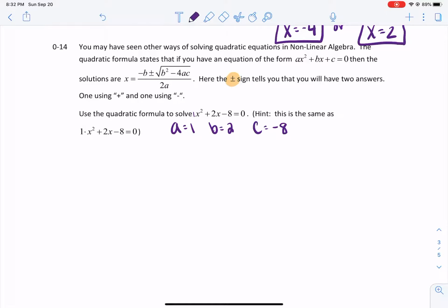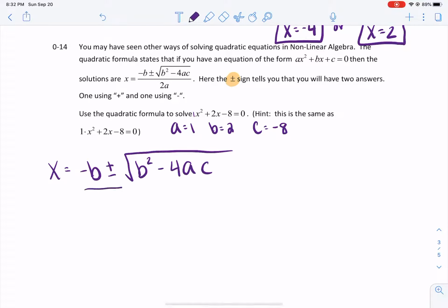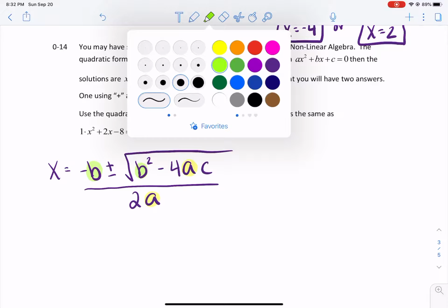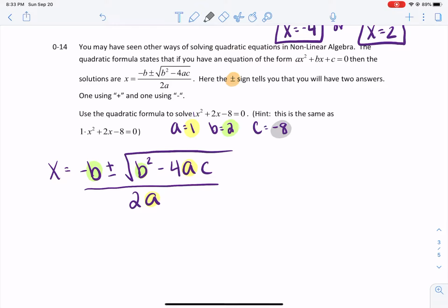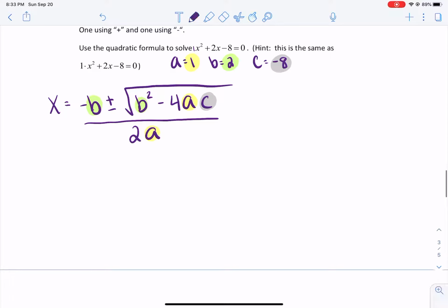And we have our formula, x is equal to negative b plus or minus the square root of b squared minus 4ac, divided by 2 times a. So we're going to take our a, which is 1, and plug it in for a. Then we'll take b, which is 2, and plug it in for all the b's. And then we've got negative 8, so that'll go into the c. All right, so let's start plugging things in, and then we'll just simplify from there.